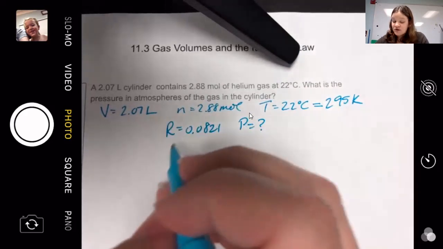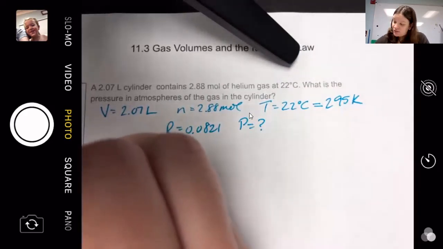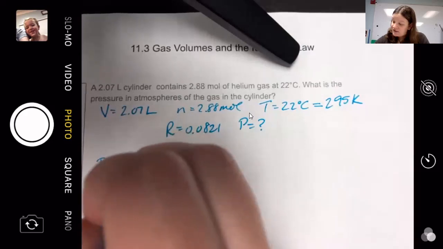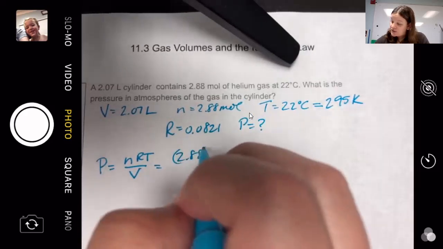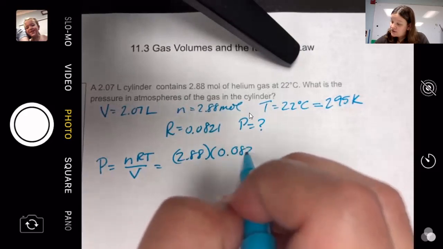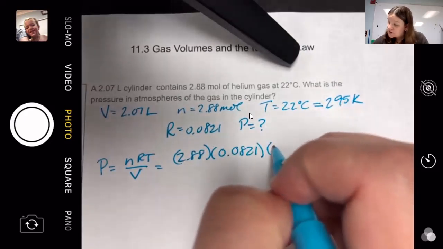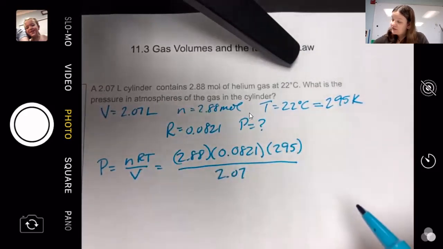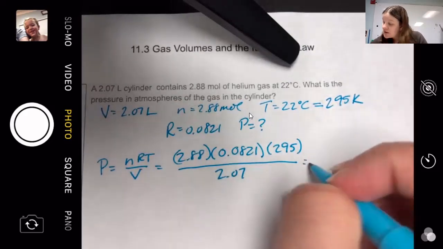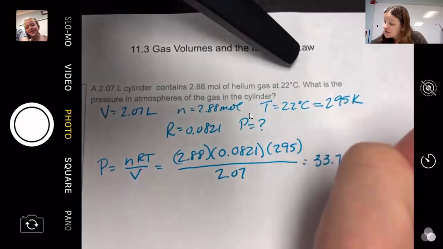So we just rearranged it. Pressure is equal to nRT divided by V. So it's equal to 2.88 moles times 0.0821 times 295 divided by the volume 2.07. So 2.88 times 0.0821 times 295 divided by 2.07, and that gives me 33.7 atmospheres.